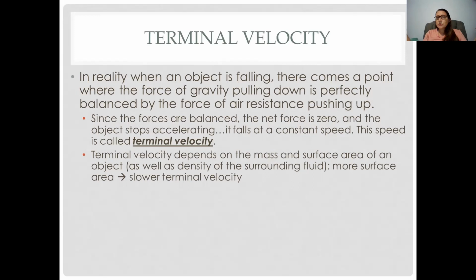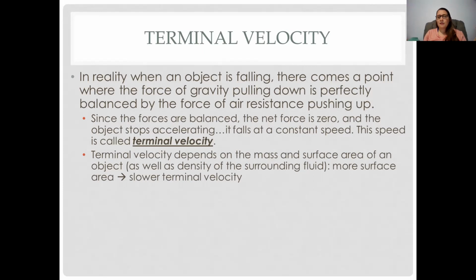So the more surface area something has, the slower its terminal velocity will be, the slower it will fall down to the ground. Of course, that also depends on what material the object is falling through. So falling through air will give you a very different result than falling through water or molasses or honey or some other kind of fluid. Air is considered a fluid. So all of these things come into play when we're dealing with terminal velocity.